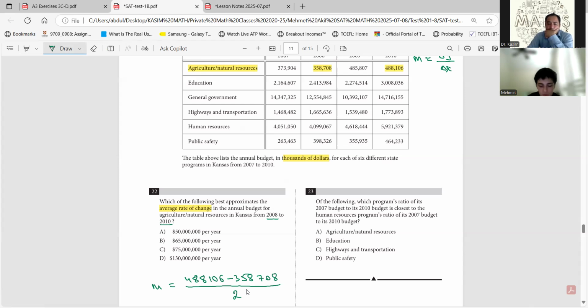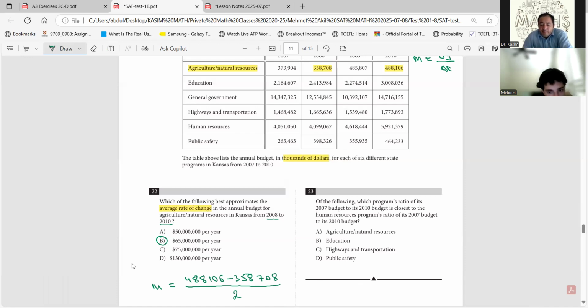I got 65,000, roughly. So B, right? Yeah. Because everything is in thousands, so it is 64,699, so it's 65,000. So that's the best approximation. Yes. Okay, read question 23.